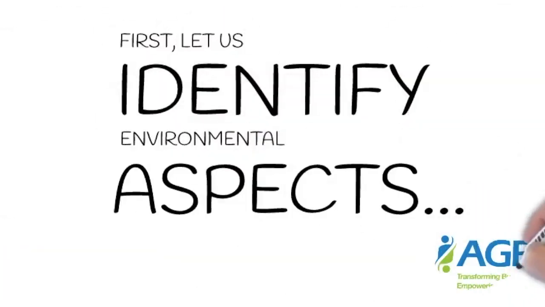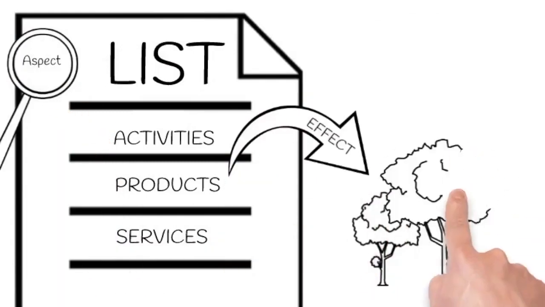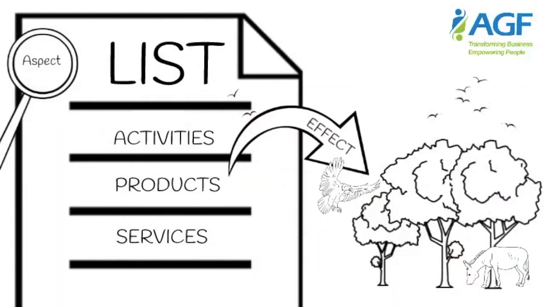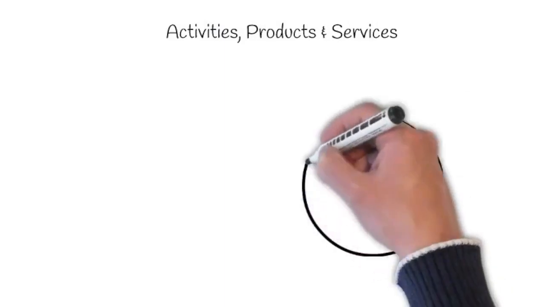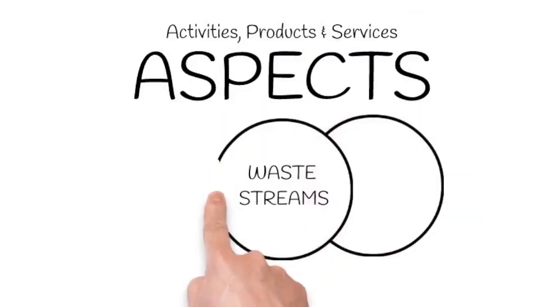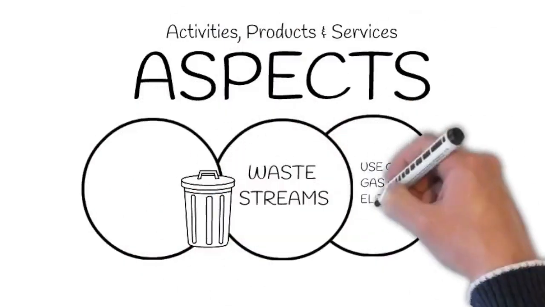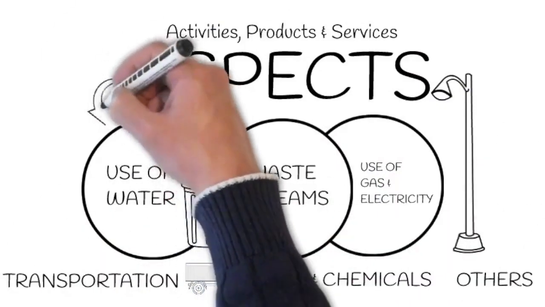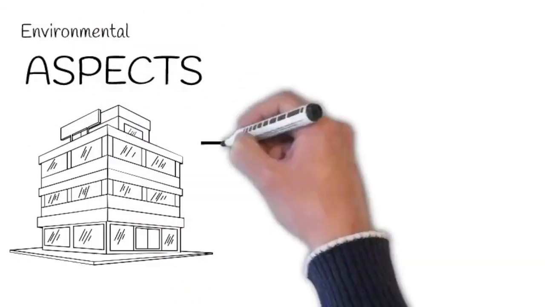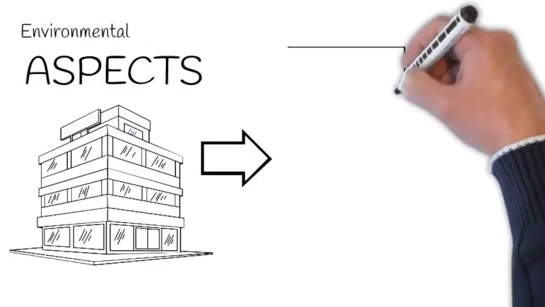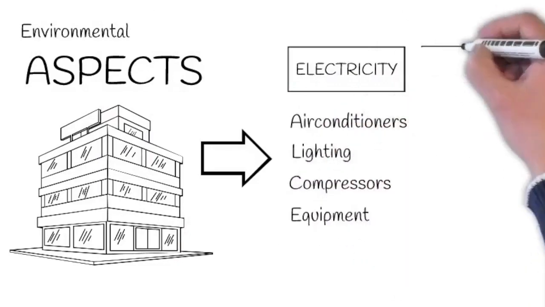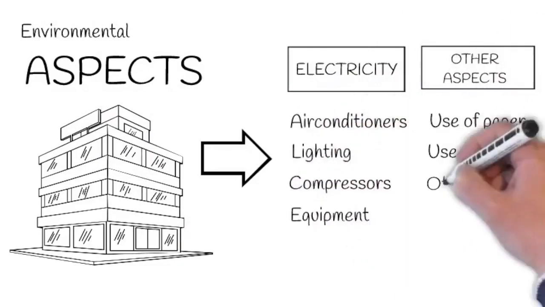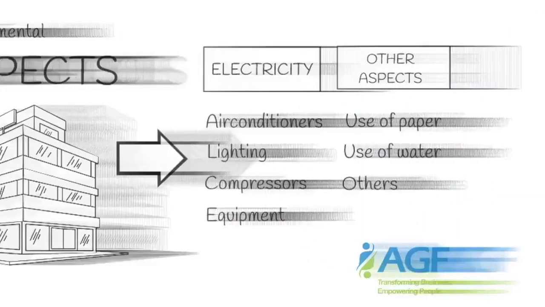Therefore, initially using that statement, you should list all parts of your business in a register that have an effect. For example, waste streams, gas usage, electricity usage, water usage, transportation, oils, chemicals, and others. These can then be split into subcategories of electricity, air conditioners, lighting, compressors, equipment, and others.